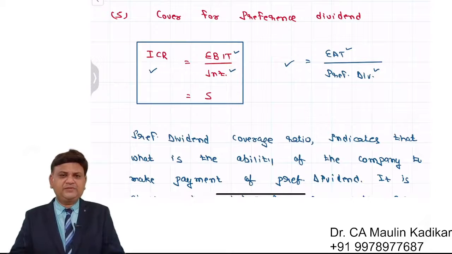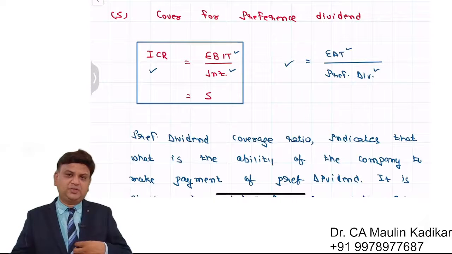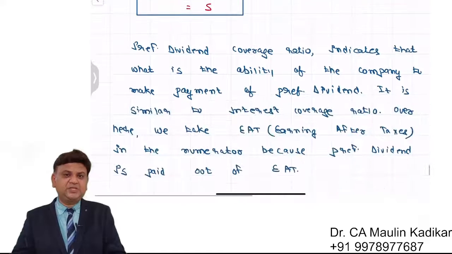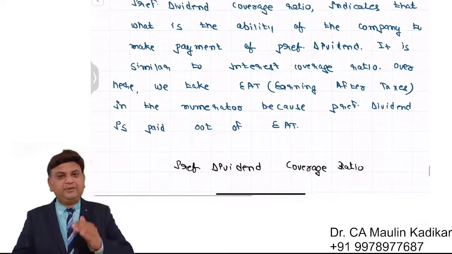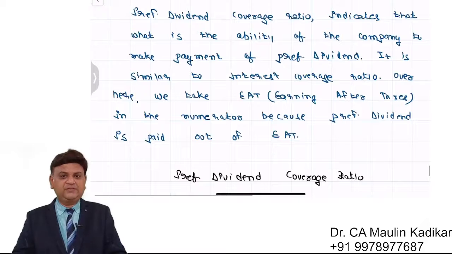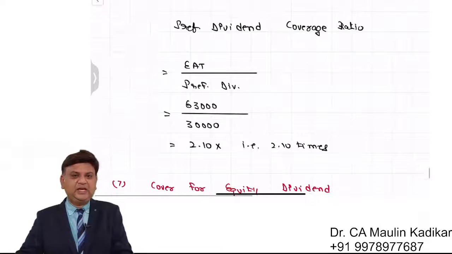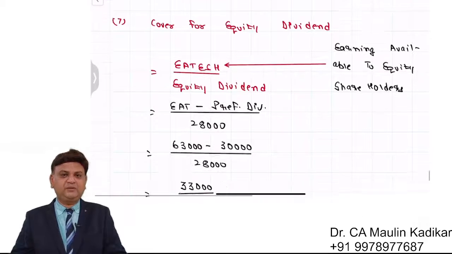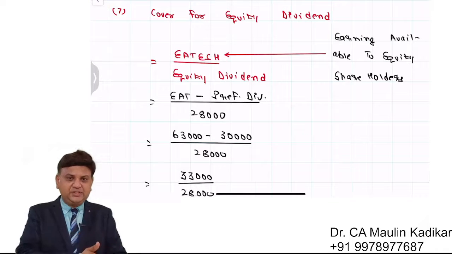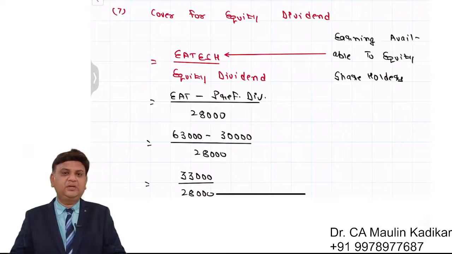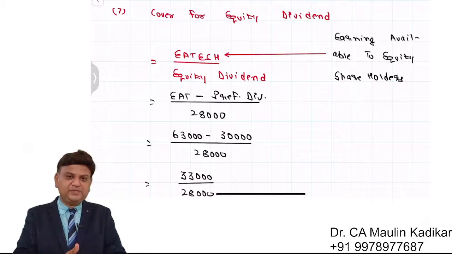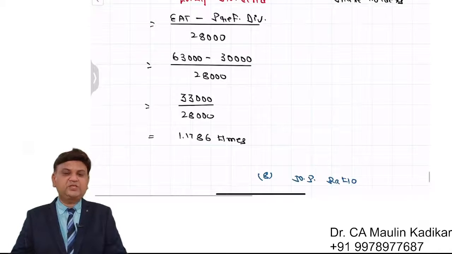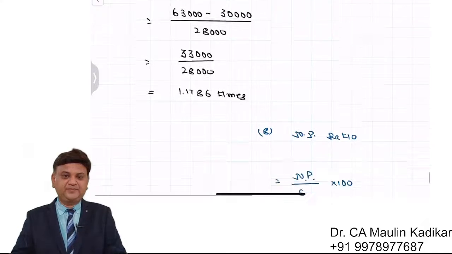Then cover for preference dividend, very similar to the interest coverage ratio. It is earning after taxes upon preference dividend. This is measuring the ability of the company to make payment of the preference dividend. So it is calculated as EAT upon preference dividend. Next is cover for the equity dividend. It is earning available to equity shareholders divided by equity dividend. So it is earning after taxes minus preference dividend divided by equity dividend. So 33 upon 28 is 1.1786.